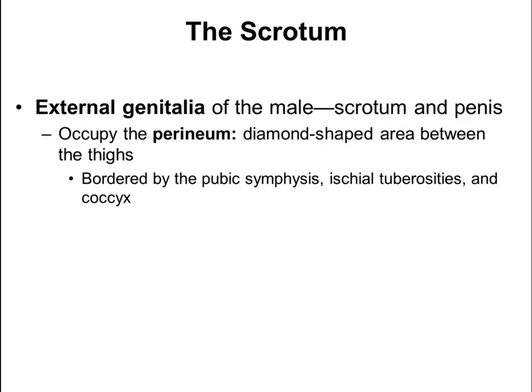So, first we're going to talk about the scrotum. This is considered external genitalia, okay? That includes the scrotum and the penis. The scrotum is in an area that we call the perineum, a diamond-shaped area between the thighs. It is bordered by the pubic symphysis, the ischial tuberosities, and the coccyx. Okay, so it's like a triangle between the thighs.